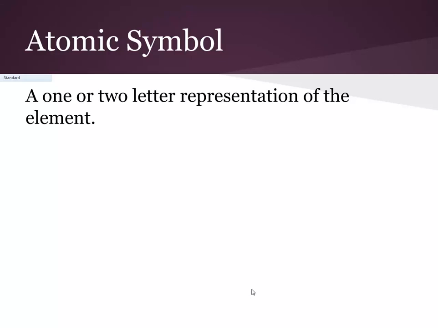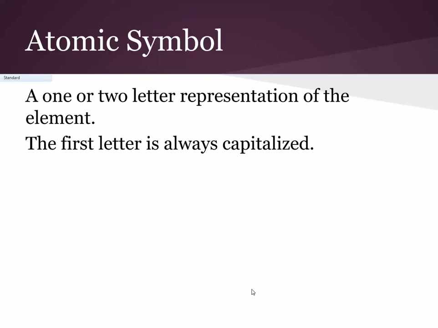Now you will see on the periodic table a couple that have 3 letters. An example of this would be UUQ. But those elements have not actually been officially named, and so those 3-letter symbols are just holding their place until they are officially named. Those are not official symbols. 1 or 2 letters makes it official.